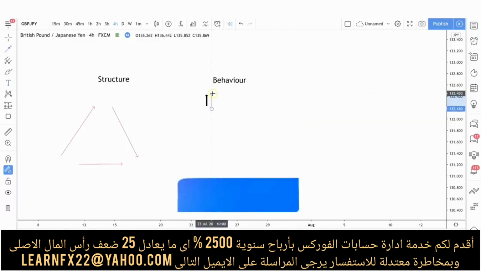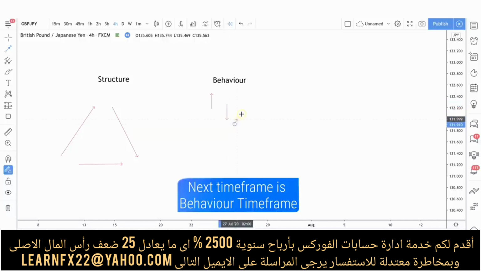This time frame is going to give you a clear direction of what the market is doing. Is the market creating lots of wick rejections? Is the market breaking structure?